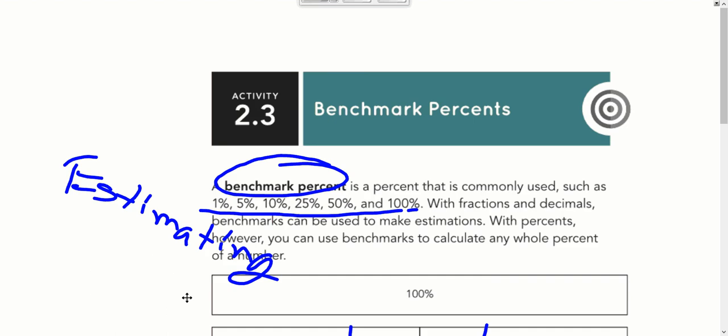Okay, so we are on benchmark percents. It is a percent that is commonly used, such as 1%, 5%, 10%, 25%, 50%, and 100%. For fractions and decimals, benchmarks can be used to make estimations. With percents, however, you can use benchmarks to calculate any whole percent of a number. And this was used on our essential question cards. So we won't be using it right now or on your homework, but this was what we used in class.